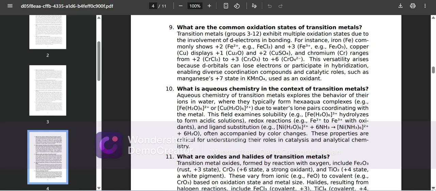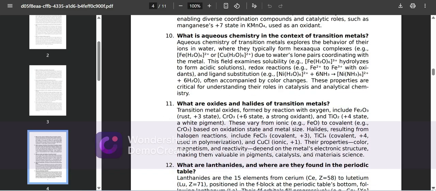This versatility arises because d orbitals can lose electrons or participate in hybridization, enabling diverse coordination compounds and catalytic roles. Manganese, for example, has a +7 state in KMnO4, used as an oxidant.